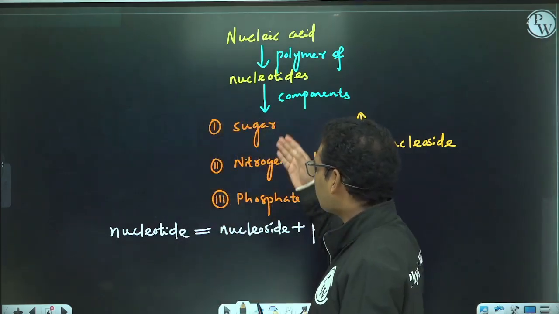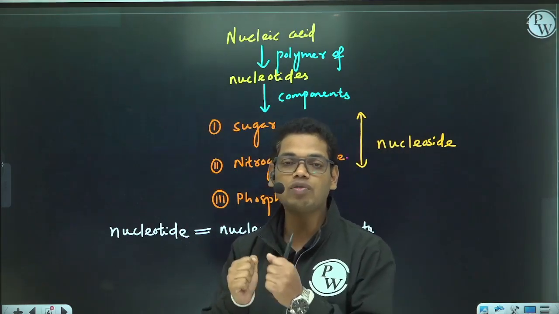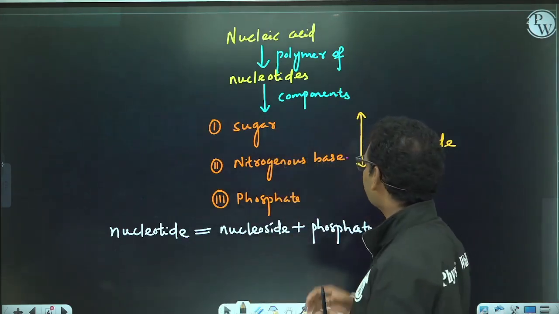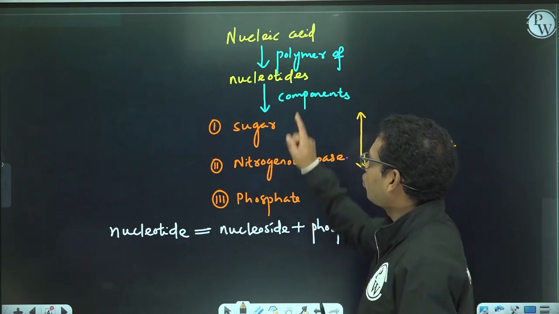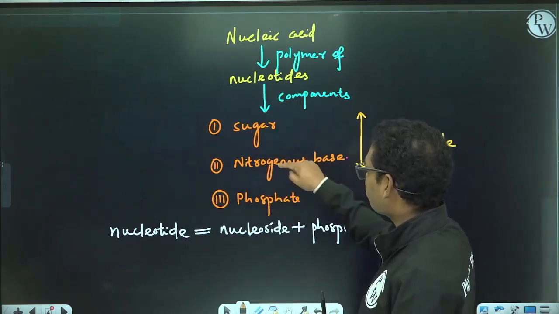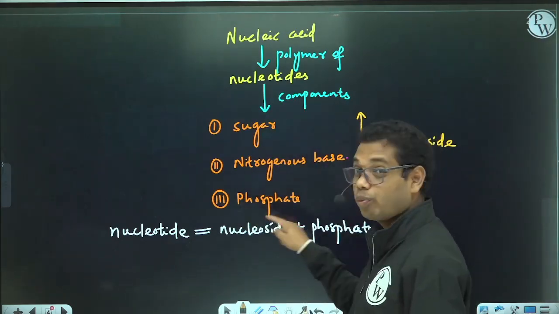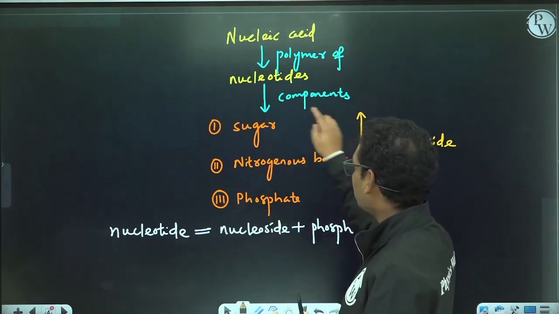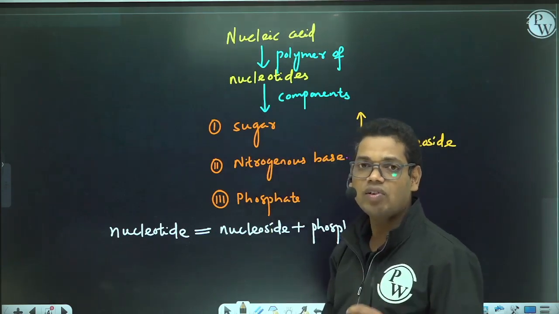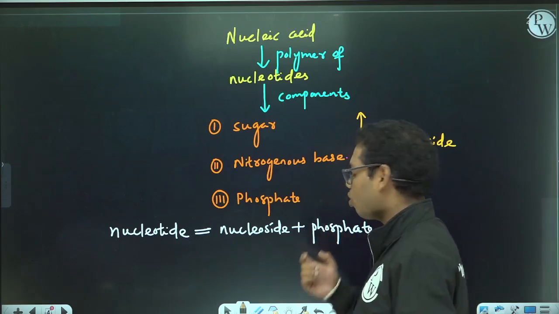And these two components, sugar and nitrogenous base, when they combine together with the help of beta N-glycosidic bond, they form a complex, and that complex is known as nucleoside. So nucleotide consists of three components and nucleoside consists of these two components. And when I add the phosphate group or phosphoric acid to this nucleoside, that is the sugar and nitrogenous base, I will get the nucleotide. And that is why I can say that nucleotide is nothing but the nucleoside plus phosphate.